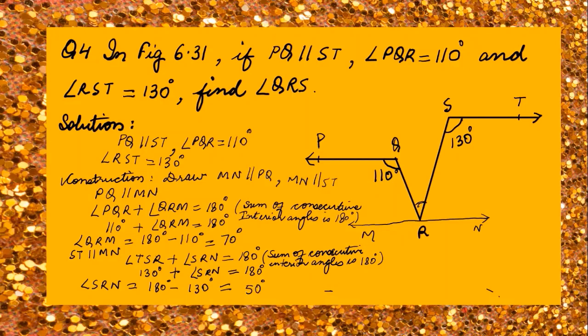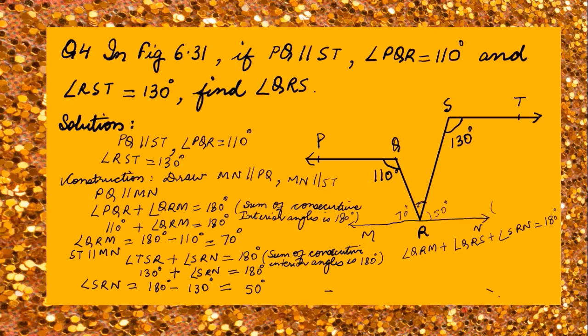Now here you can see you got this angle. This is your 70 degrees and this is your 50 degrees. Yes, and we want to find out angle QRS. Now you know angle QRM plus angle QRS plus angle SRN equals 180 degrees. Why? That is, the angles formed on a straight line add up to 180 degrees.